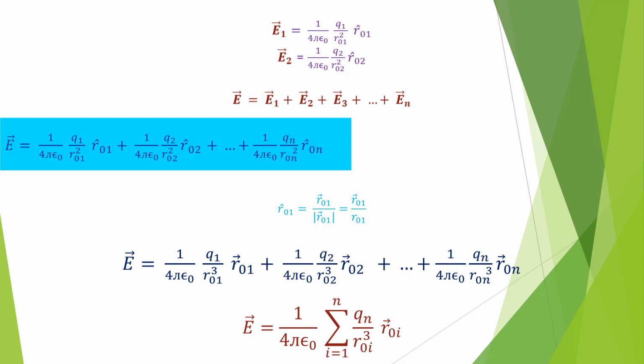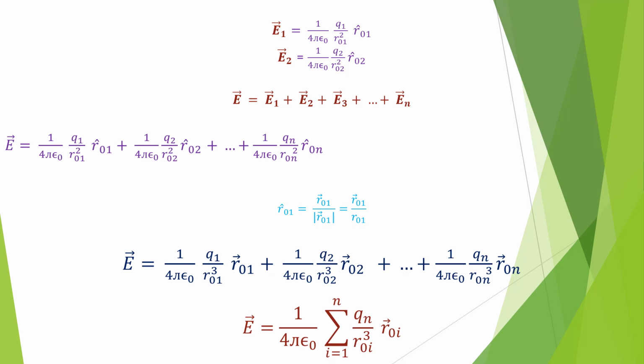epsilon naught Q1 upon R naught 1 square R naught 1 cap plus 1 upon 4 pi epsilon naught Q2 upon R naught 2 square R naught 2 cap up to 1 upon 4 pi epsilon naught Qn upon R naught n square R naught n cap. Here unit vector R naught 1 cap equals vector upon its magnitude.